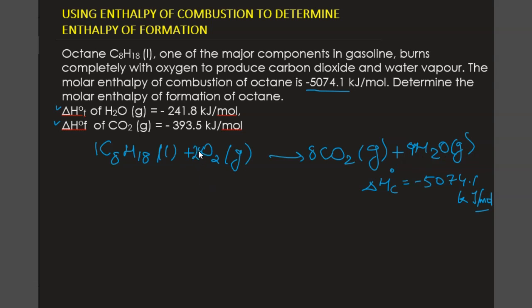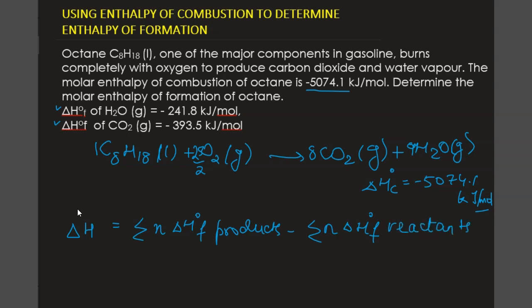So all I would have to do is put it as 25 over 2, because I cannot disrupt this number, because this is for 1 mole, and delta H naught C is also given to me for 1 mole. So now we know delta H naught F is a formula. In this case, delta H of this reaction is the sum total of the number of moles times delta H naught F of products minus the sum total of the number of moles times delta H naught F of reactants. We are given this because delta H here is nothing but delta H naught combustion.